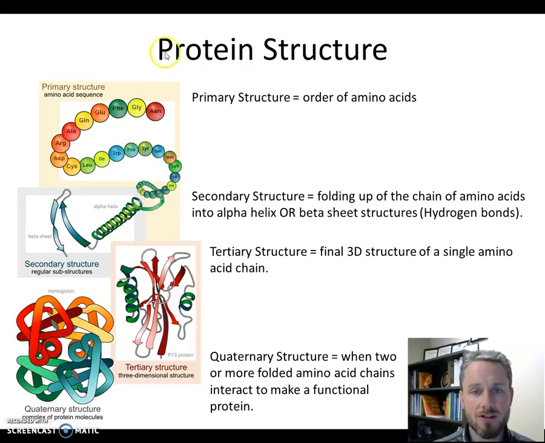So again, we started by just thinking about these amino acids. We connect them together into chains, we fold them up, and the final shape, tertiary or quaternary structure, provides the activity that the protein will have. The shape determines its function.